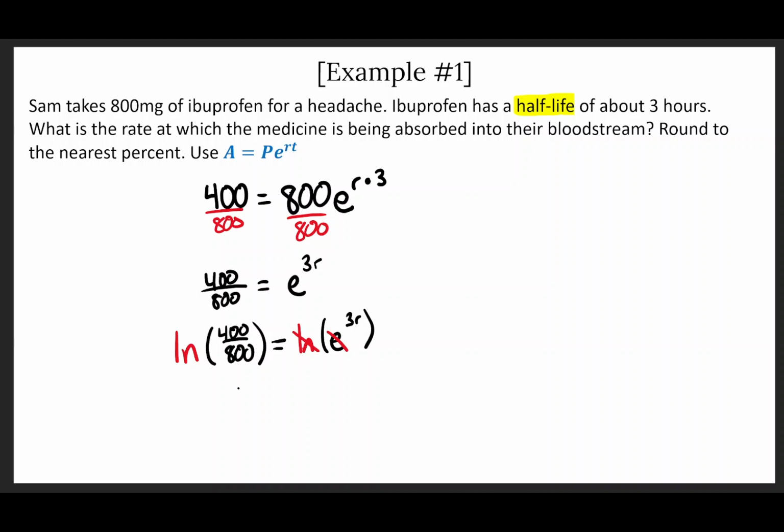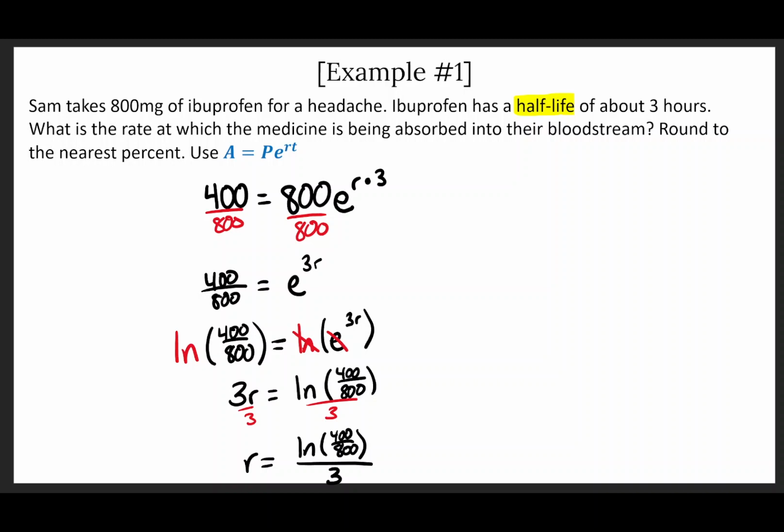I'm going to flip this around so it's a little bit more comfortable. 3R equals ln of 400 over 800. I don't need to simplify that fraction because I'm going to throw it into a calculator anyway. Divide both sides by 3 and we will have our rate. That means an exact answer for my rate would be ln 400 over 800 divided by 3.